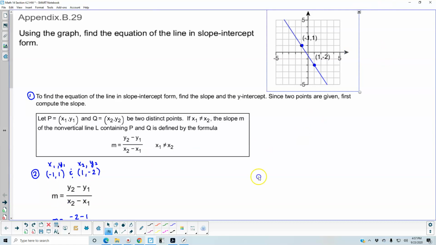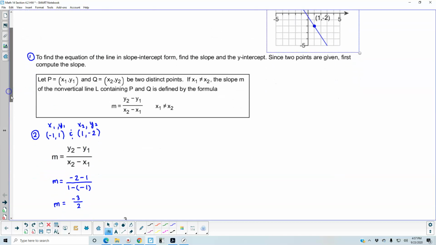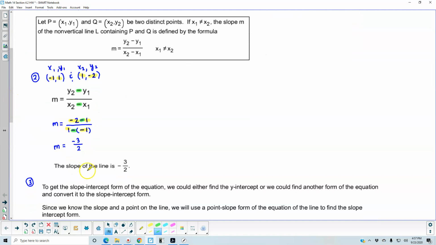So m is going to equal y2 minus y1. We're going to plug in our numbers. So we have -2 minus 1. So let's go ahead and highlight that. So we have -2, and then we have 1, and then we're subtracting it according to our formula. And then we have 1, and we're subtracting a -1. So again, we're subtracting that -1, and then what we end up with is -3/2. So the slope of the line is -3/2.